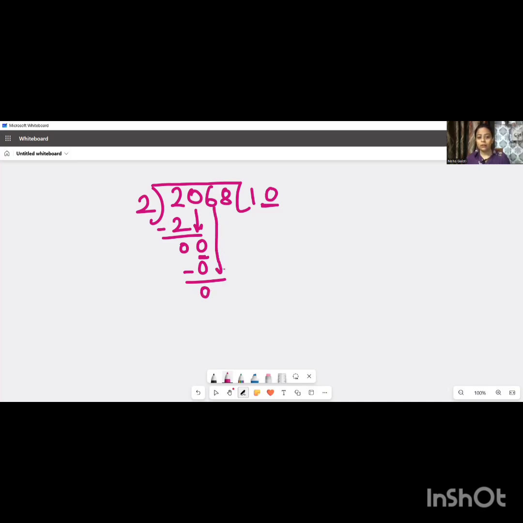Now, in the next digit, I am taking 6 down. 6 is coming at the multiple 3. 2 times 3 is 6. Subtracting it, making it 0. Again, one more number is 8. Okay, so 2 times 4 is 8. Subtracting it, getting 0. Now, hopefully, now you can solve every kind of question here.